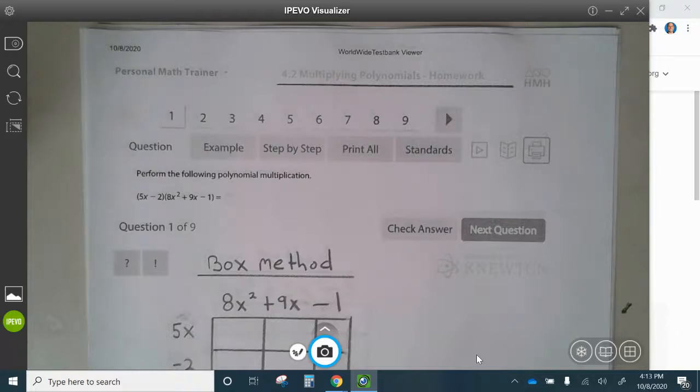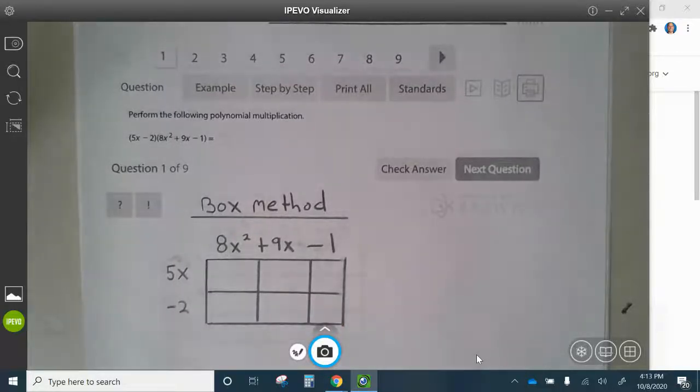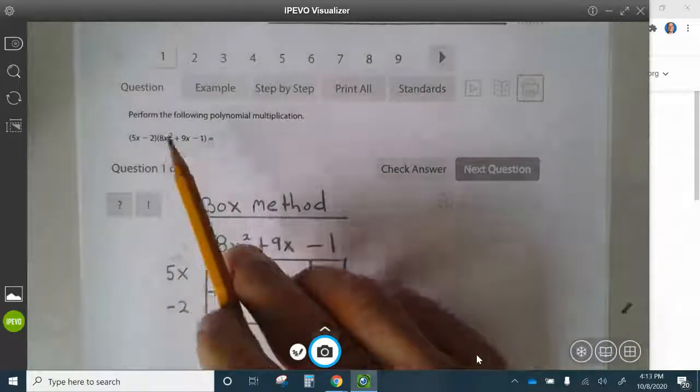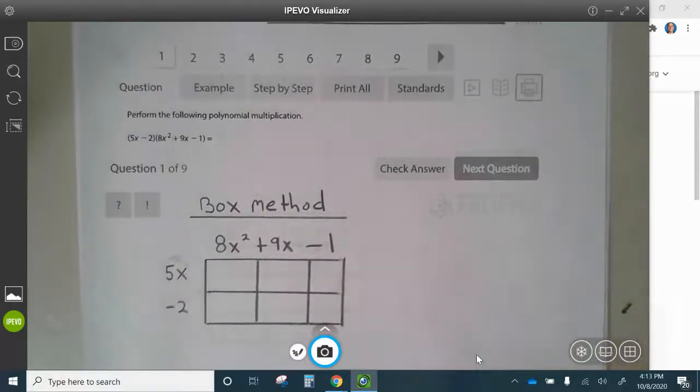Let's look at question number 1. Perform the following polynomial multiplication. So you have this times this. Now, I'm going to use the box method to explain number 1. So let's go ahead and do that.